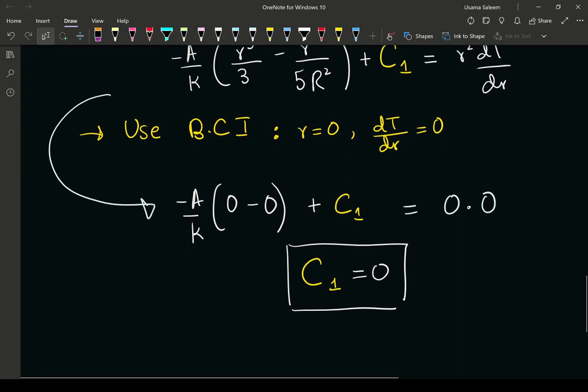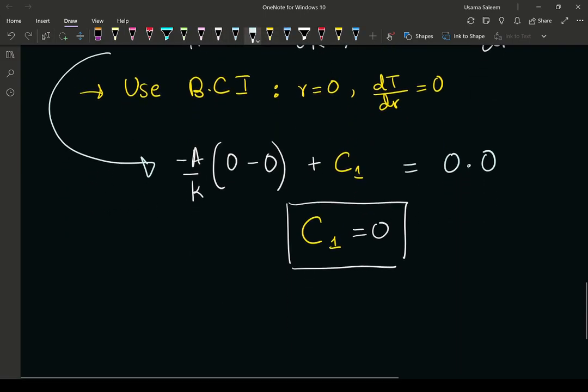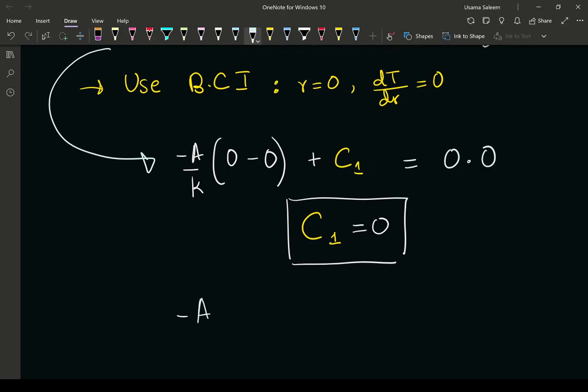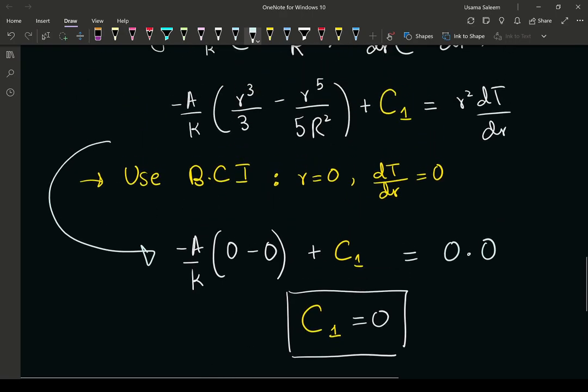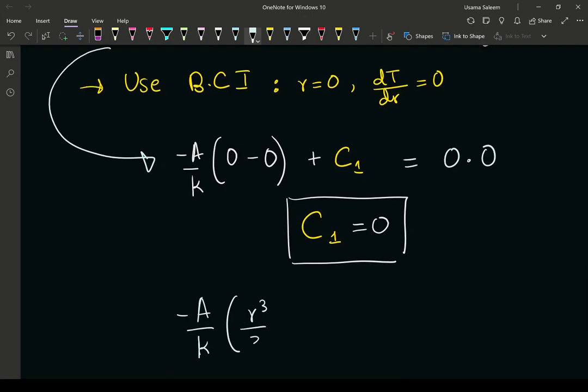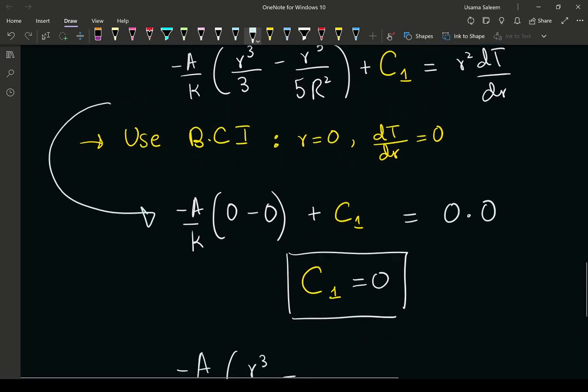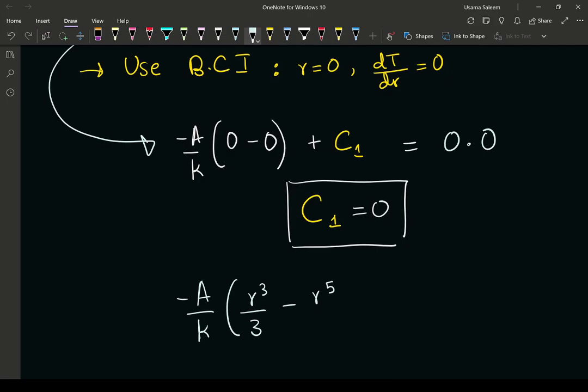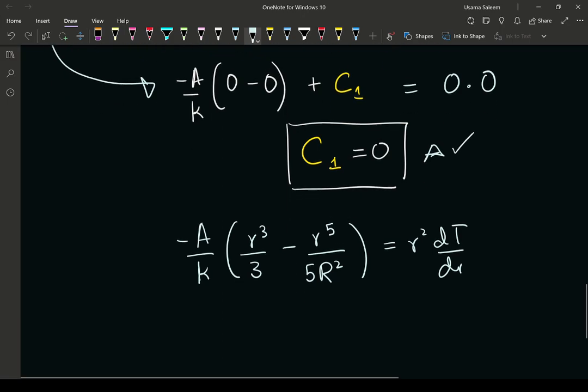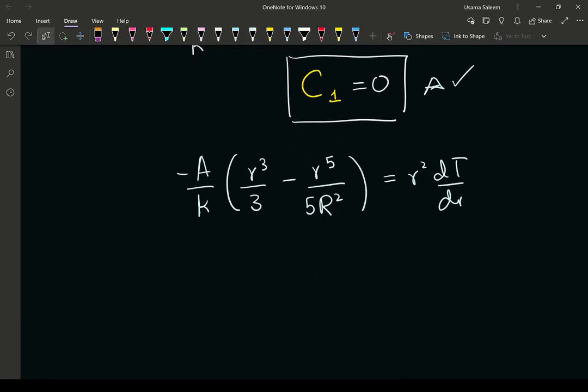So this means that the integrated form of my differential equation, negative A over k, the conductivity, r cubed over 3 minus r to the power 5 divided by 5 capital R squared, is just going to be equal to r squared dT/dr, because, well, we know C1 is 0. Hey, nice job, good one. Okay, at this point we're going to divide both sides by r squared.